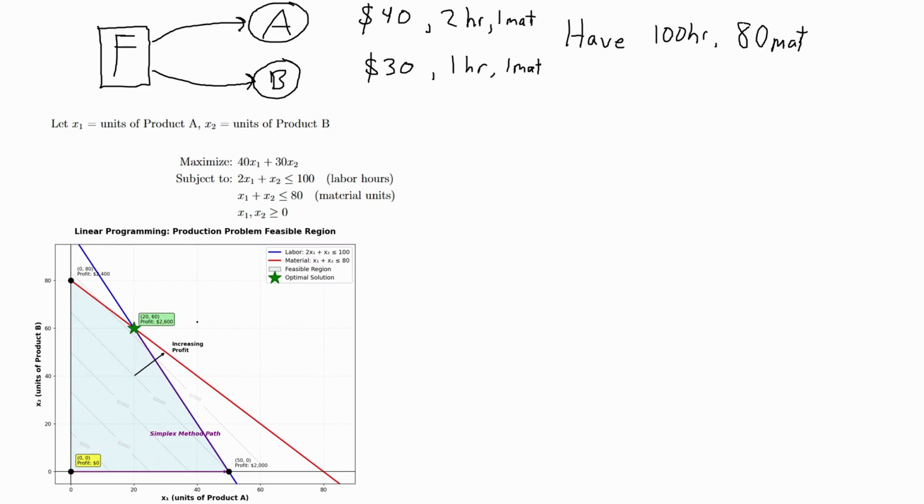Well, the insight comes when we graph it. The blue line is the labor constraint. This is the line 2x1 plus x2 equals 100. Since it's less than or equal to, whatever our solution is, it must be left of this line. Likewise, the red line is the material constraint. We can't produce more than 80 units because we only have 80 materials, so the solution must also be left of this line. Notice we also have a vector pointing in the direction of increasing profit. We want to find a point in this feasible region which maximizes that profit, and it turns out the solution is here.